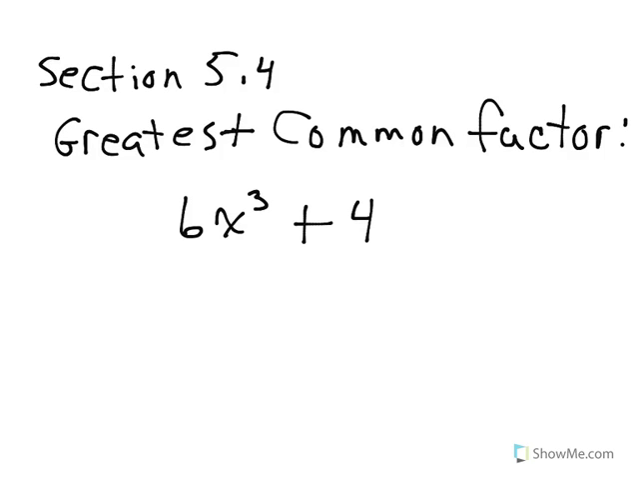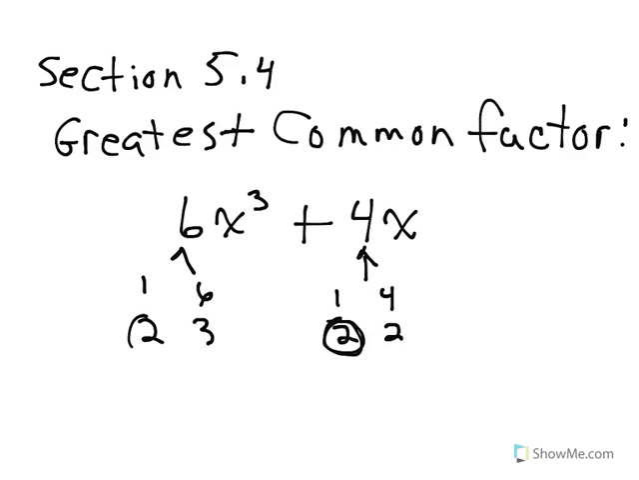Section 5.4, Greatest Common Factor. When we are looking for the greatest common factor, we look at all the factors of each term. The 6 has a factor of 1 and 6 and 2 and 3. 4 has factors of 1 and 4 and 2 and 2. When you look at all the factors, we see they both have a common factor of 2. That is what we're going to pull out.